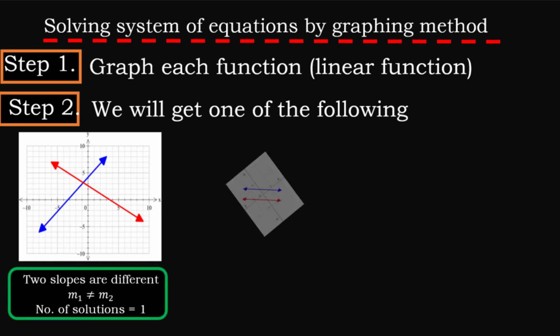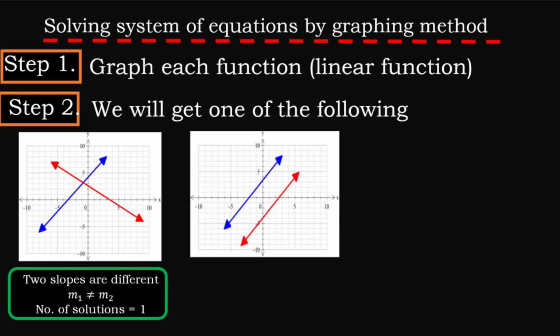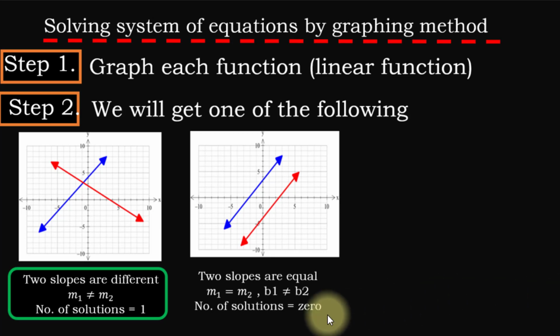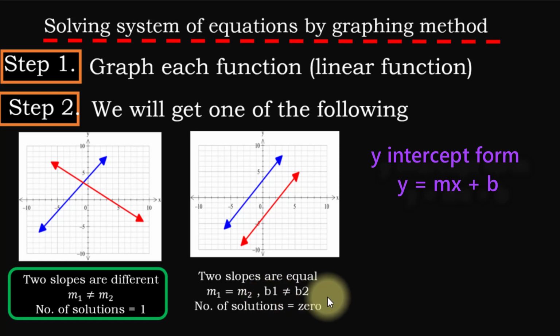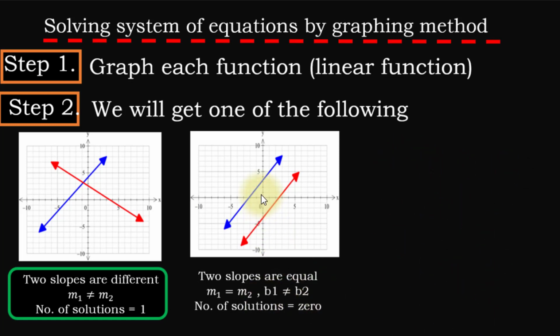And the second shape, we have two parallel lines, so the two slopes are equal, M sub 1 equals M sub 2, and B sub 1 is not equal to B sub 2, where B sub 1 and B sub 2 are the y-intercepts. So the y-intercepts are not equal. If you look at these lines, the y-intercept is different. So we have no solutions here. The number of solutions is equal to 0.